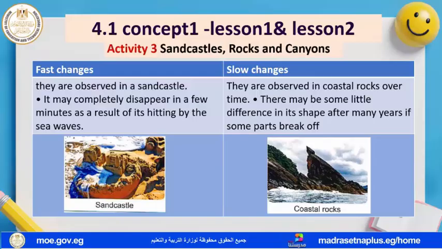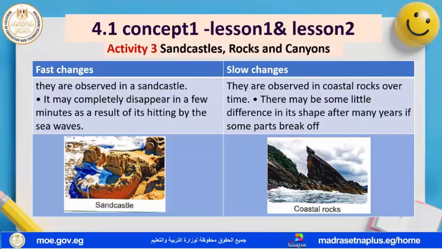Firstly, in the sandy coast, there are fast changes, but in coastal rocks, there are slow changes. What's the difference between fast changes and slow changes? They are observed in the sandy coast. Number 2, it may completely disappear in a few minutes as a result of being hit by sea waves.